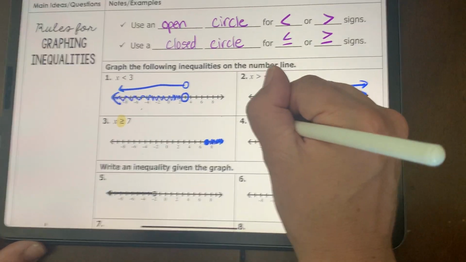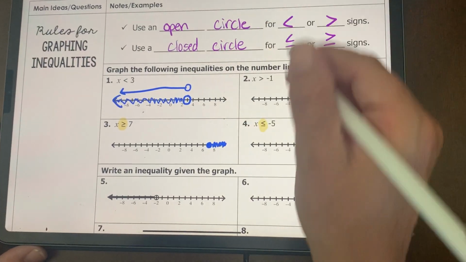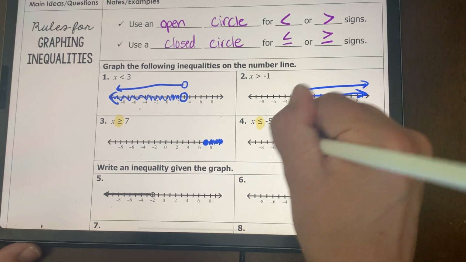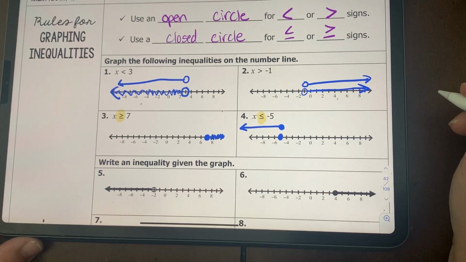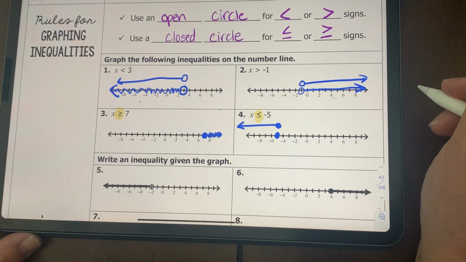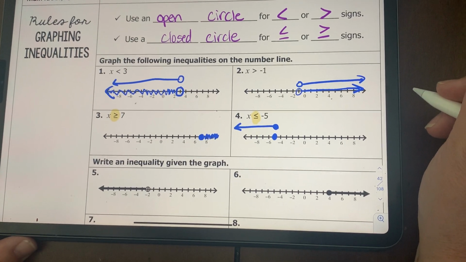Same thing happens on number 4. You have a filled in circle at -5. I'll do it above. And it's everything less than. Okay, and I don't care if you put it above or below. It does not matter to me.